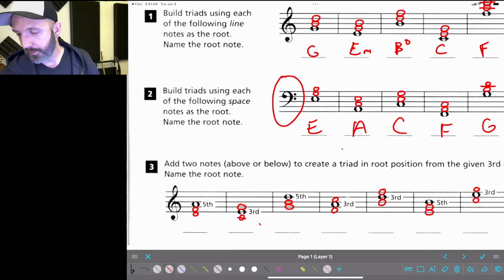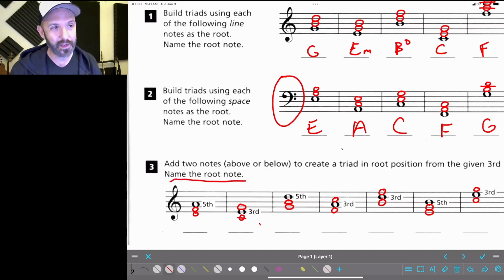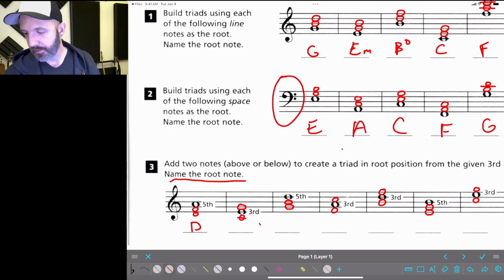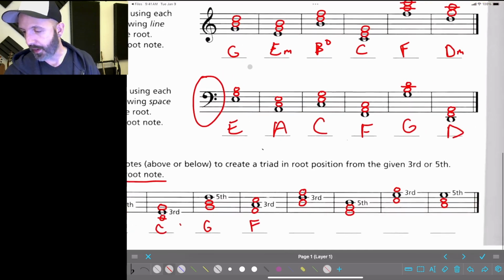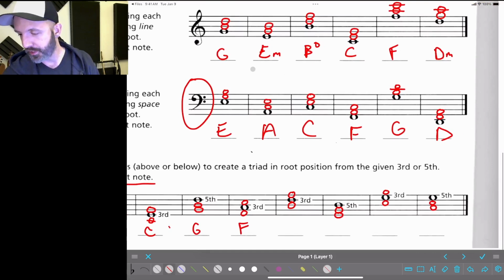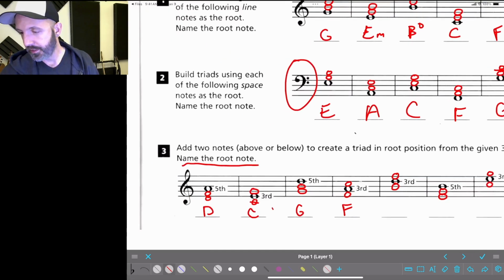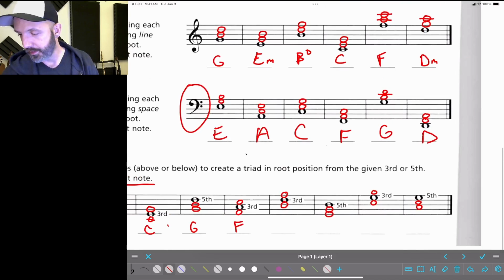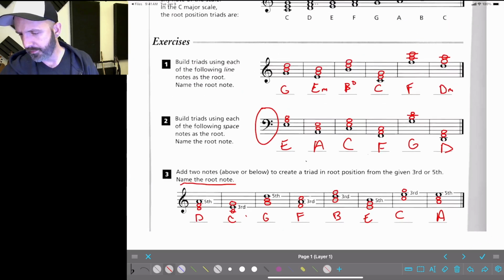All right, and then we just name the root. So kind of what happened on the last test. We got to read directions, right? So don't forget to name the root. D, C, G, F. Not worrying about the quality of the chords. We're just naming the root. Yeah, name the root note. B, E, C, A. Is that right?